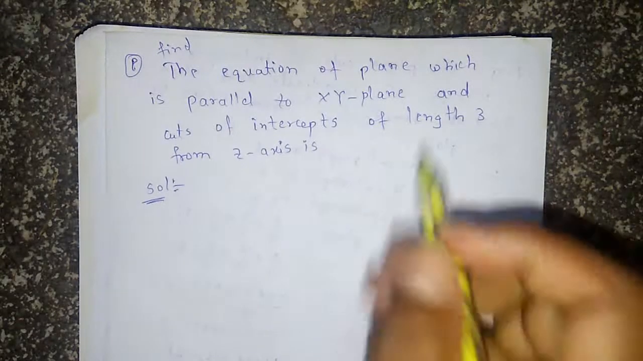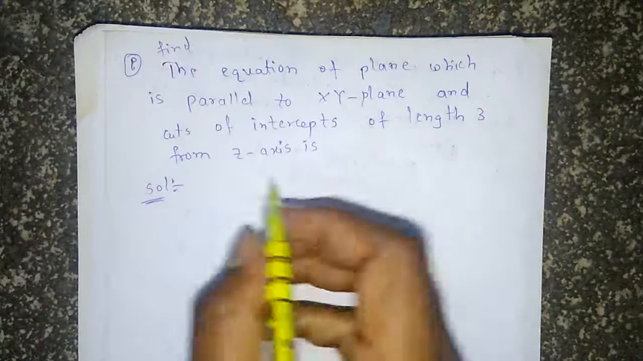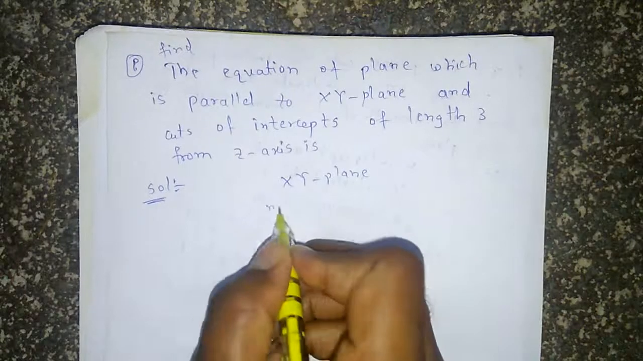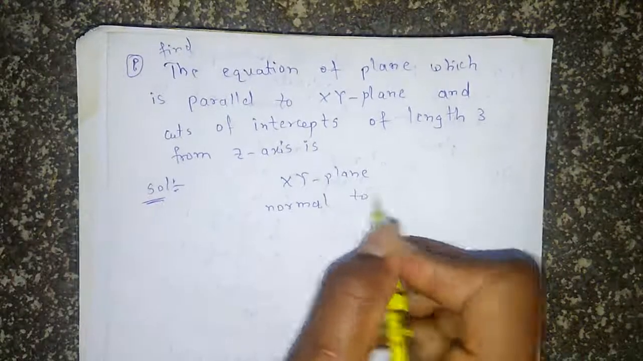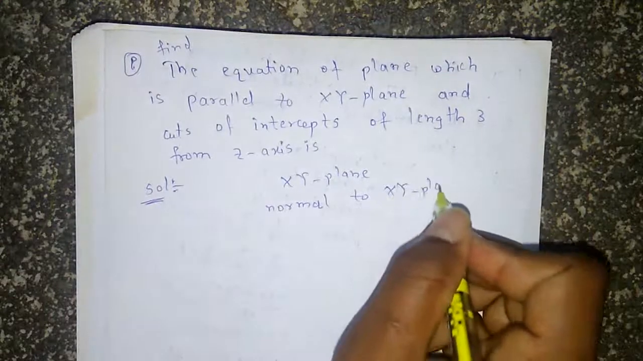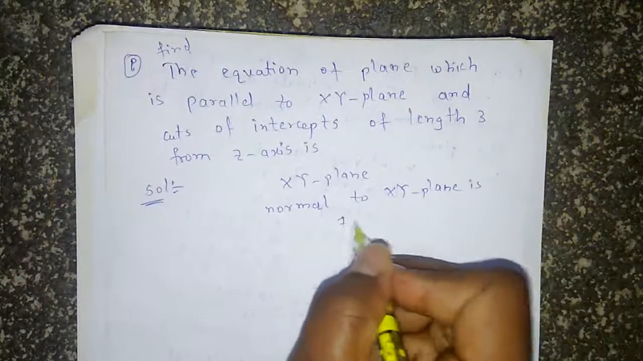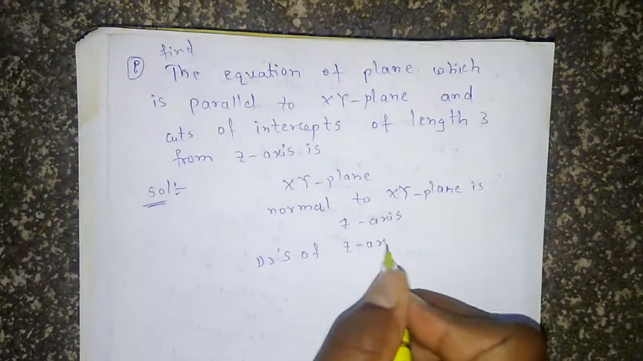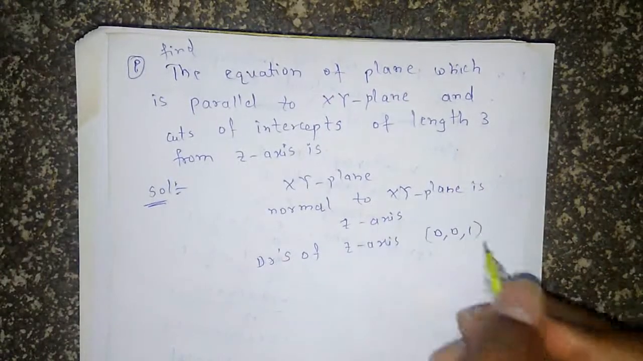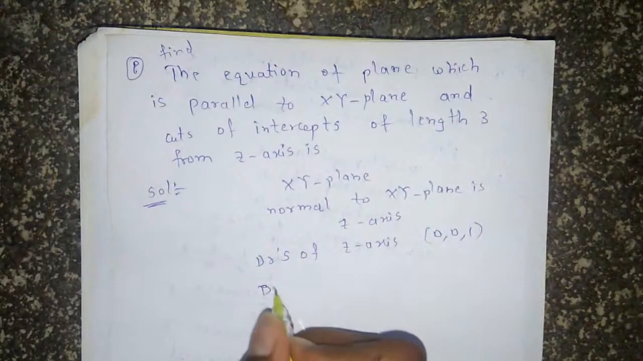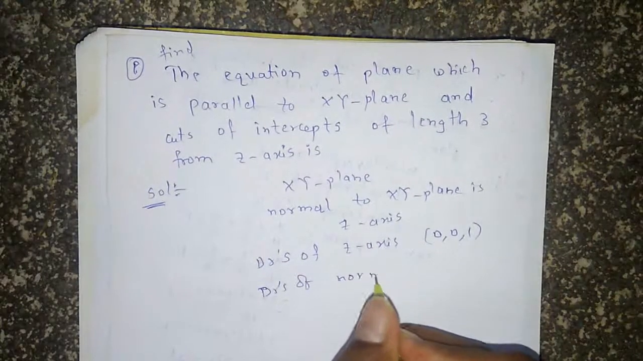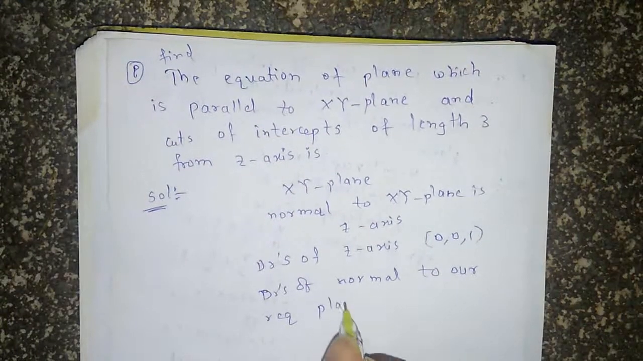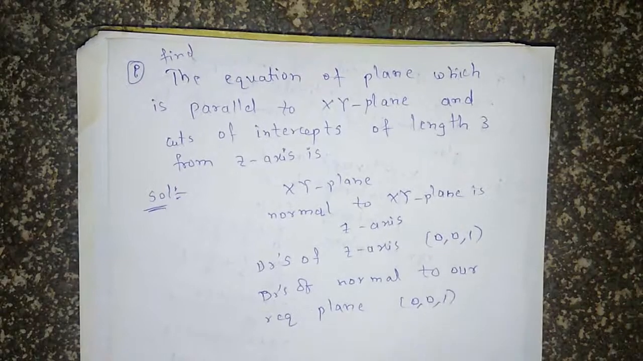Okay, so our required plane is parallel to the xy plane. The normal to the xy plane is what? The z-axis. Now the direction ratios of the z-axis are 0, 0, 1. So these will also be the direction ratios of the normal to our required plane: 0, 0, 1.